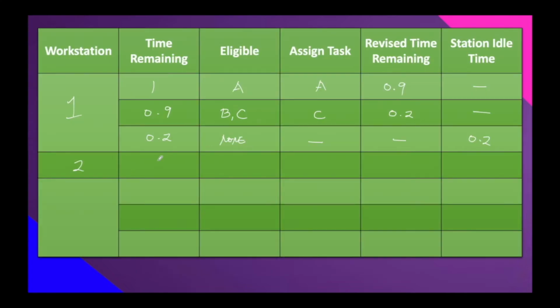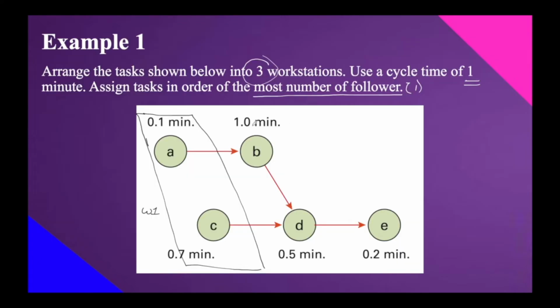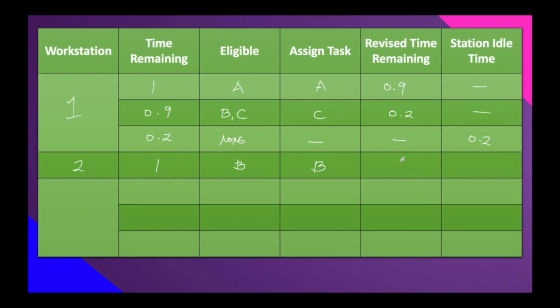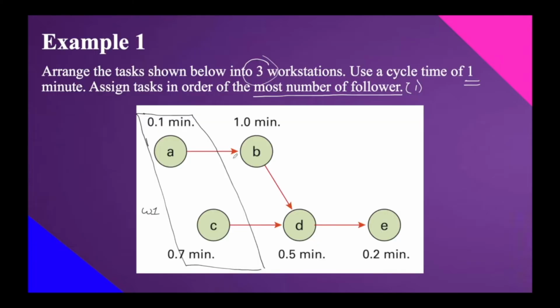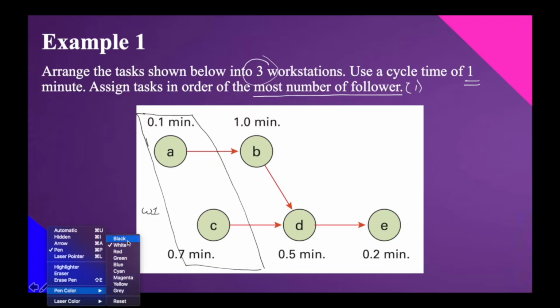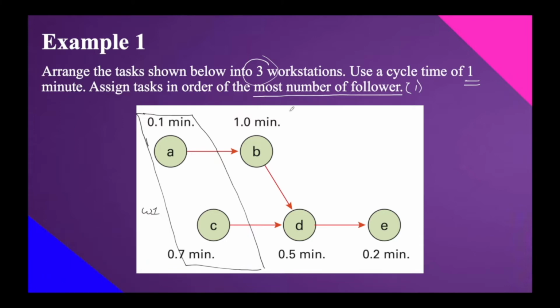So time remaining, 1 minute per cycle daw po, per workstation. And eligible is the letter B. Assign task to letter B, of course. Revised time: letter B is actually eksaktong 1 minute siya. So revised time remaining is 0. Therefore, we don't have any idle time for the letter B. And si letter B na mismo ang ating workstation number 2. Wala na siyang ibang kasama dahil na-maximize niya na yung available natin na 1 minute cycle time.